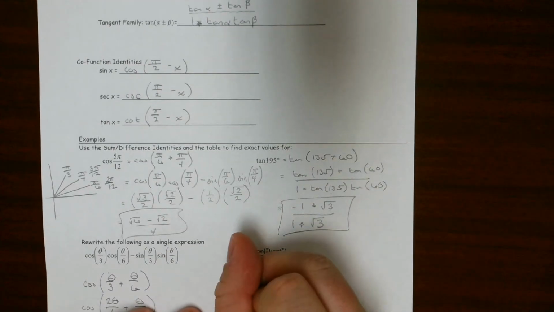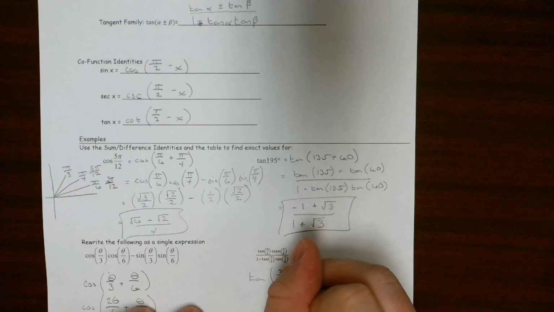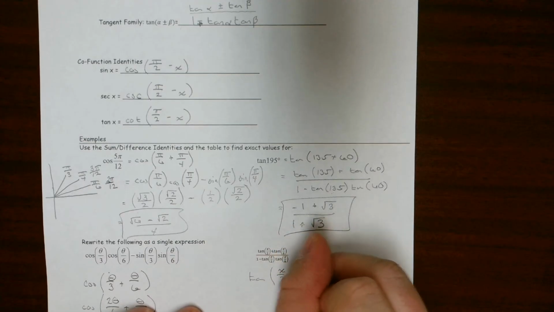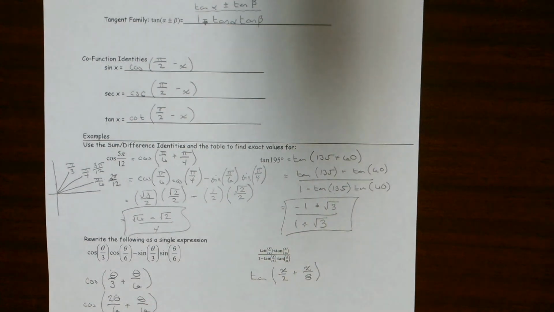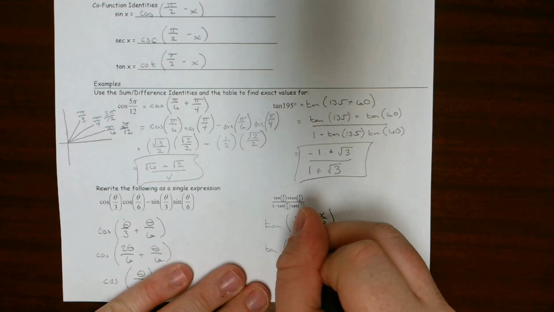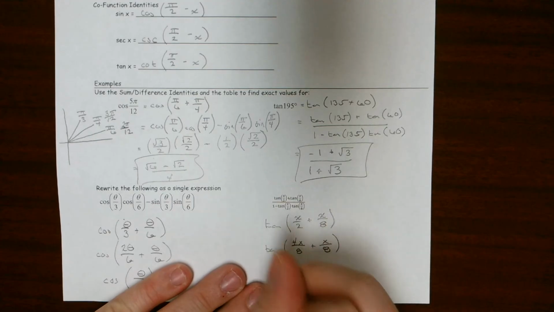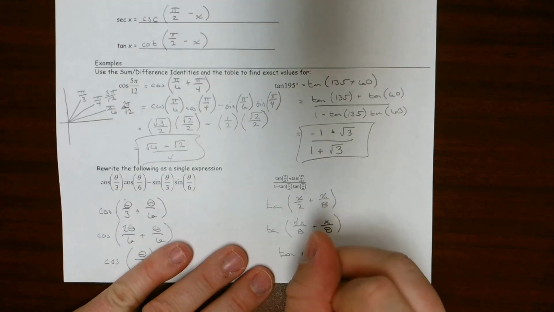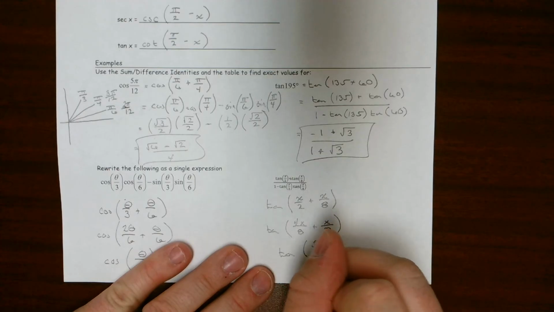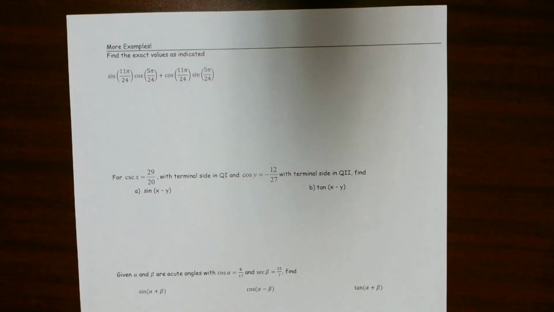Okay, so this is going to end up being the tangent of the first angle, x over 2, plus the second angle, x over 8. Add those things together. We can do a little common denominating here. So this would be 4x over 8 plus 1x over 8. So that's the tangent of 5x over 8. Okay, so there's two practice ones that we just did together. But now, here's one for you to try.